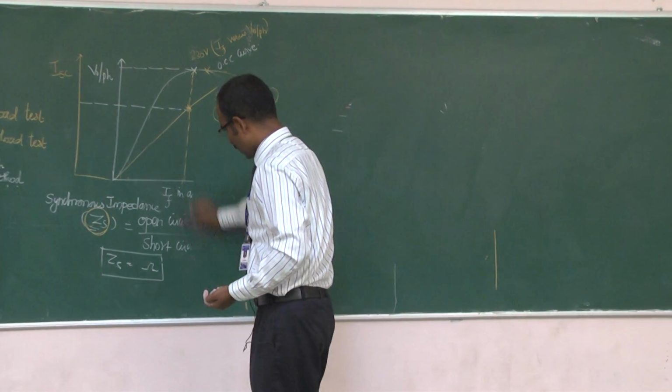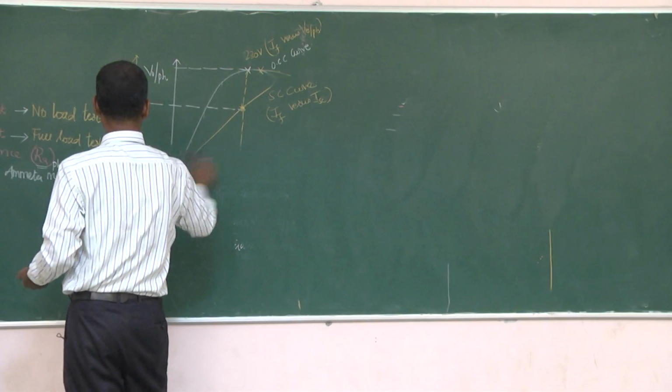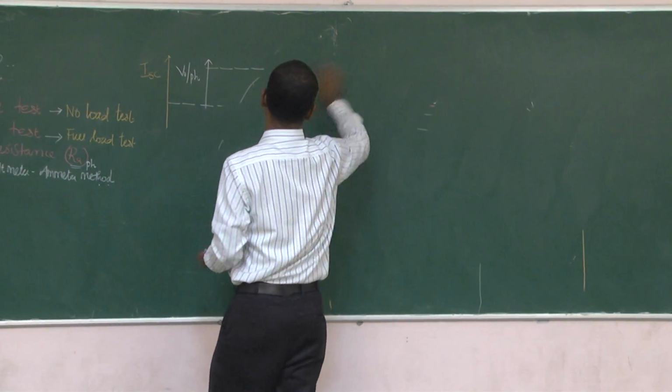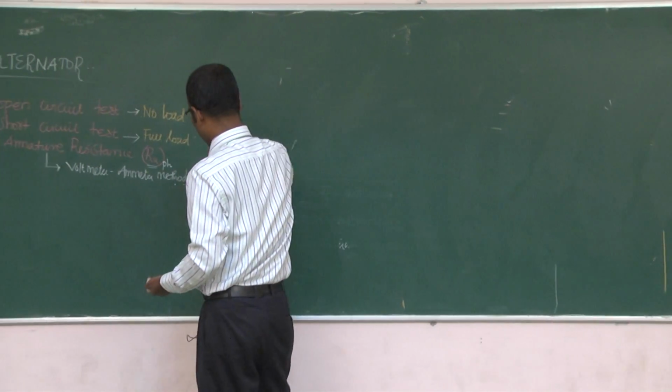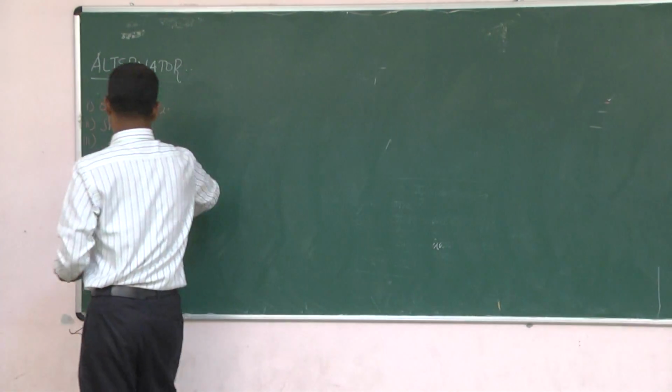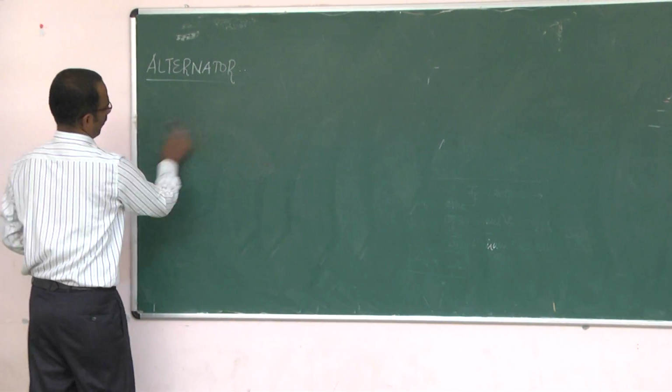For the EMF method also, we can use the same graph. Instead of finding the synchronous impedance, here we will calculate the resultant field current for the EMF method.